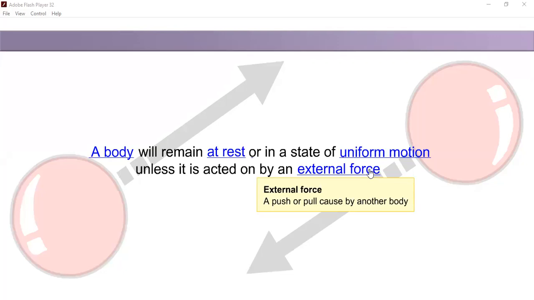So this statement is related to which law? It's related to Newton's first law. Okay, next slide.